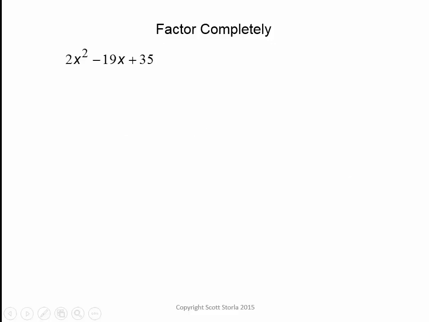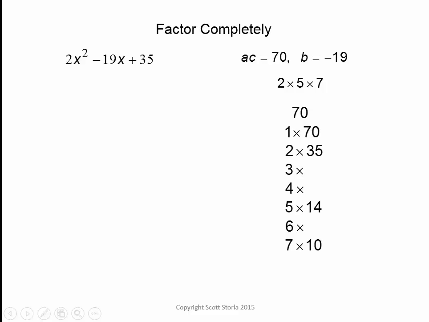Try this one. Here my value of AC will be 2 times 35, and I usually don't find that product, even though I know it's 70. Instead, I'll just write 2 times 35 in the form of 5 and 7. Then I can easily get my factor pairs. That is, it's 1 times 70, 2 times 35. There's no factor of 3, no factor of 4. 5 times 14, no factor of 6, and 7 times 10.